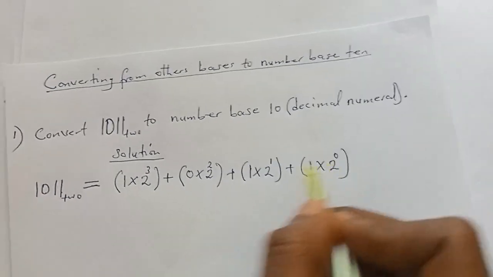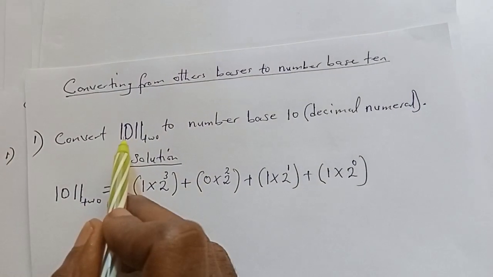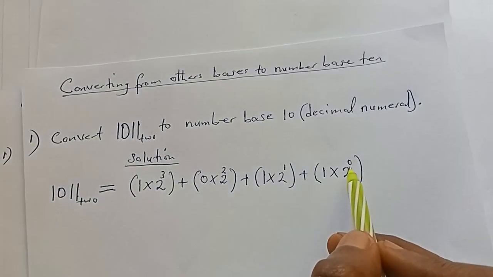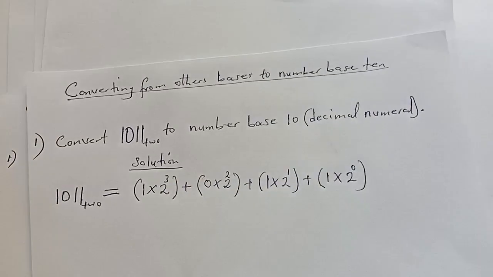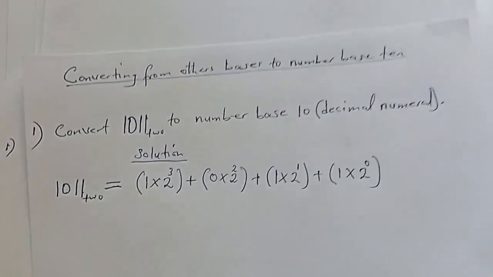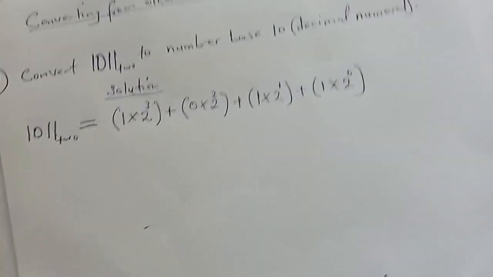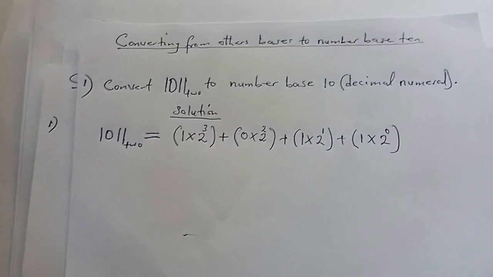So we have 0, 1, 2, 3. If you have 4 numbers, you count from 0, 1, 2, 3. If you have 5 numbers, you'll be counting 0, 1, 2, 3, 4. So it's very easy. Now this is just calculation that we'll be doing. It's very easy.